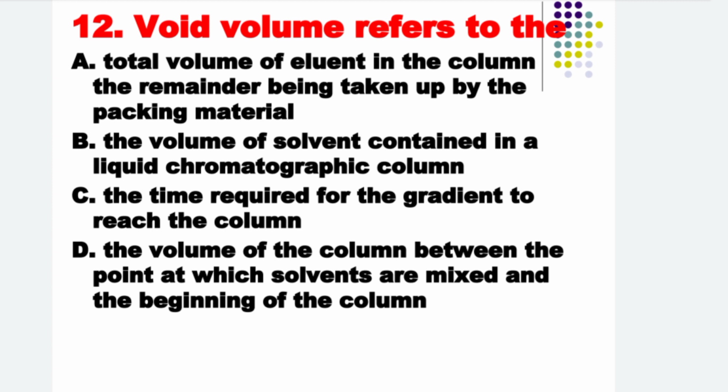Next is void volume refers to the option A, total volume of eluent in the column, the remainder being taken up by the packing material. Option B, the volume of solvent contained in a liquid chromatographic column. Option C, the time required for the gradient to reach the column. Option D, the volume of the column between the point at which solvents are mixed and the beginning of the column. The answer is option A.